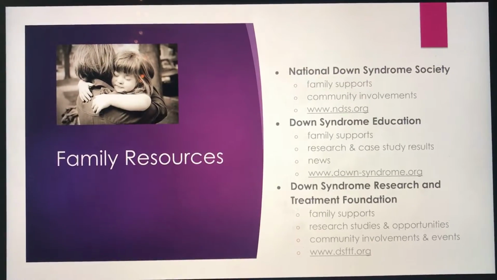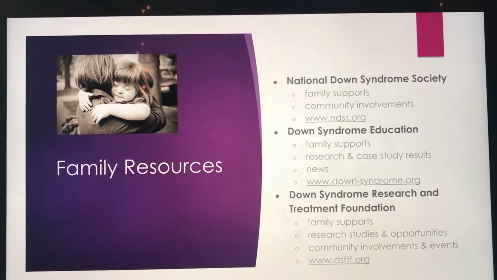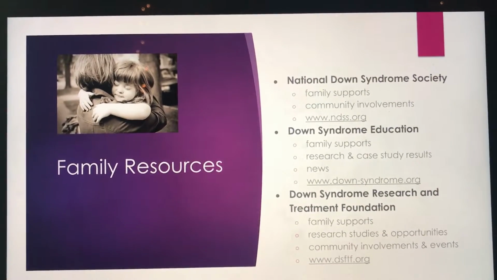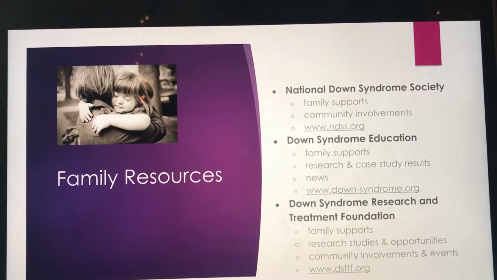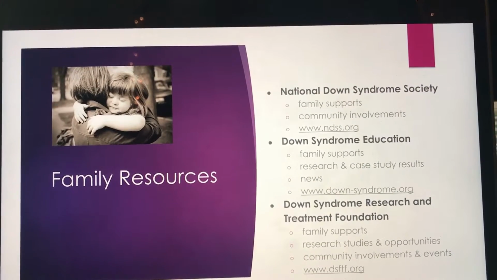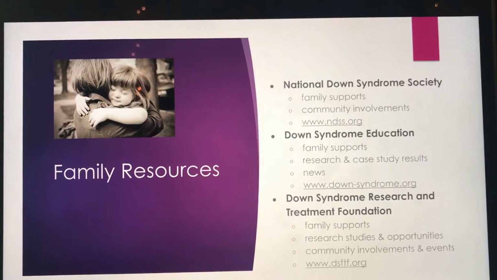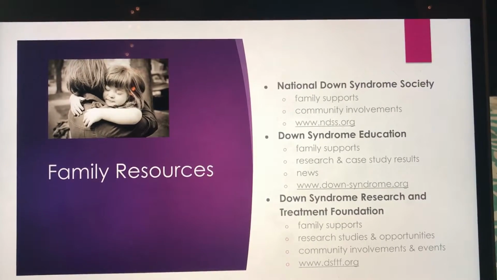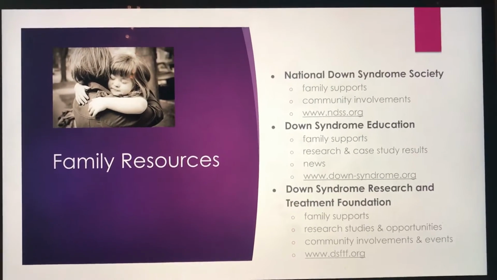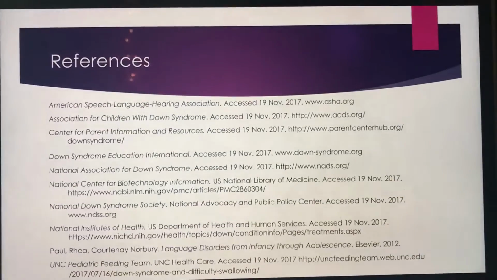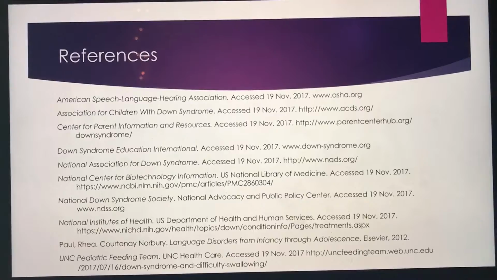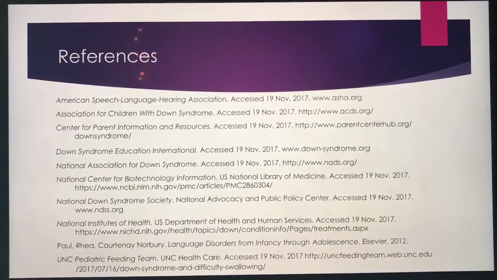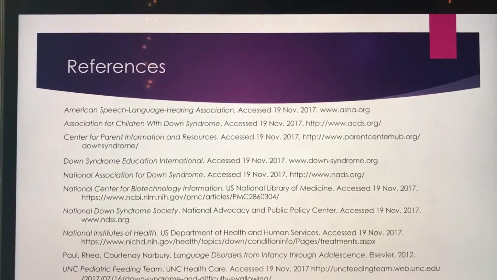And then these are some of the family resources that we found. These are family supports, community involvements that families can get involved in, research and case study results, news about Down syndrome findings, and lots of events that are going on that families can get involved in. And then these are our references for the project, and then we're going to be getting into a specific therapy approach that we can use for children with Down syndrome.